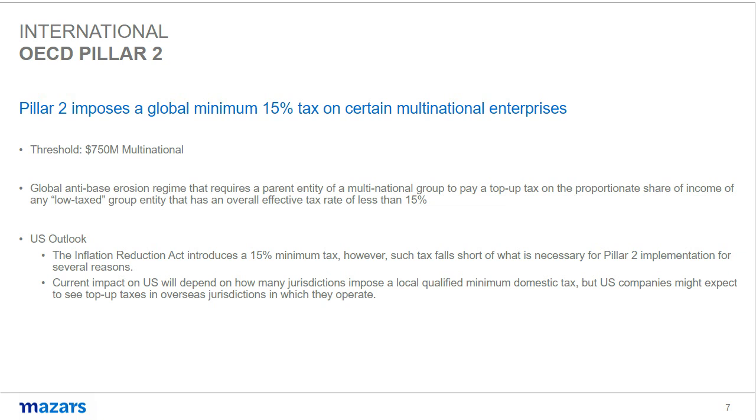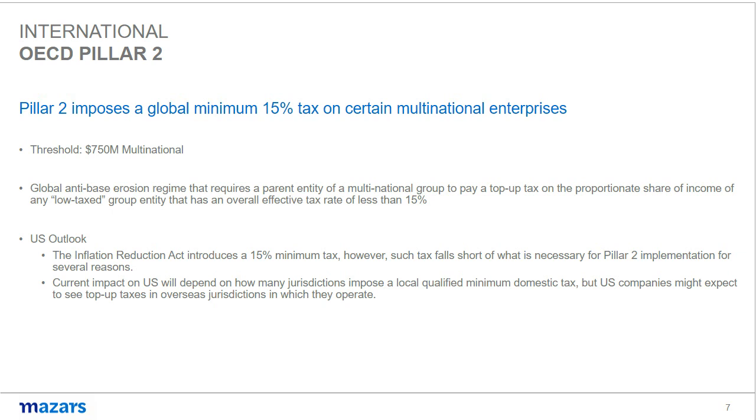There's also, as part of the regime or framework, the concept of a qualified minimum domestic tax. Various jurisdictions around the world may be implementing local legislation to essentially capture that top-up tax in their own jurisdiction. So it would be imposed in the foreign jurisdiction in this case, rather than being a top-up on, for example, a U.S. parent.